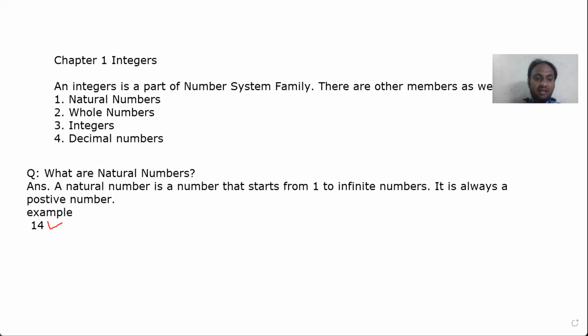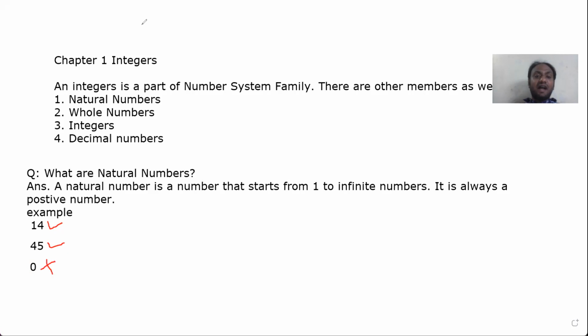Similarly, if I take the number 45, is this a natural number? Yeah, this is obviously a natural number. Again, suppose I take a different number. Suppose I take 0. Is 0 a natural number? Can you say? No, it is not a natural number. As the definition said, the number should start from 1. So 0 is not a natural number.